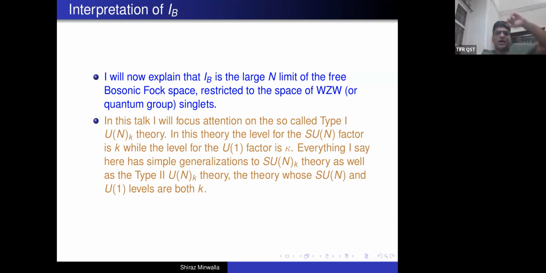In this talk, to be precise, I will always work with the so-called type 1 UN theory. In this theory, the level of the Chern-Simons theory for the SUN part is K, while the level for the U1 factor is kappa. The level is defined as the levels of the corresponding Wess-Zumino-Witten theories. Everything I say here has its generalization to SUNK theory as well as the so-called type 2 UNK theory. It doesn't matter.